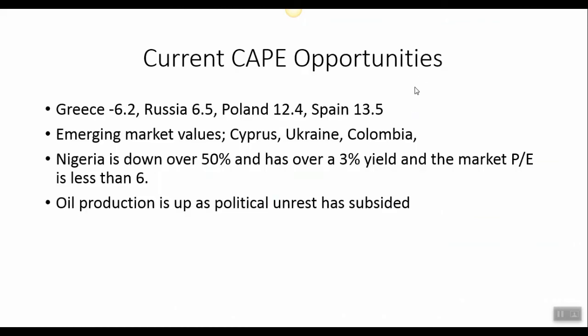So here's some current opportunities just based on the recent CAPE ratios. The first row here, you're looking at Greece, Russia, Poland, and Spain. Forgot to put Portugal in there. It's pretty cheap too. But look at Greece, guys. It's actually got a negative CAPE. So what you do is you just go and buy the ETFs of these five, six countries, and you just sit there and wait.